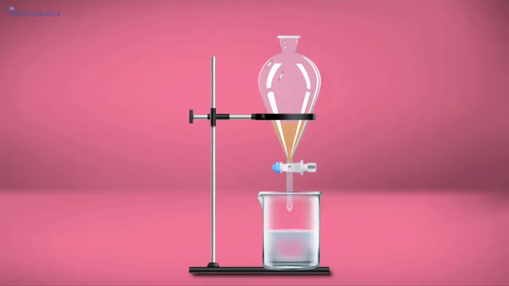This will continue till the kerosene layer comes till the stopcock. Then we will close the stopcock and we will get water in the beaker and the kerosene will remain in the separating funnel. So, here we have used a separating funnel to separate two immiscible liquids.